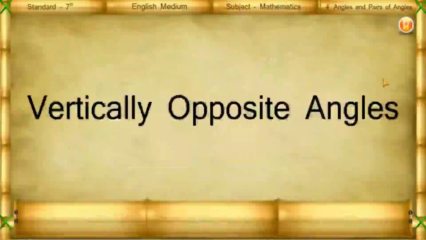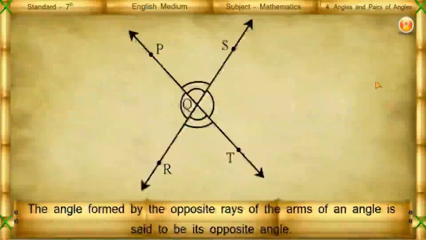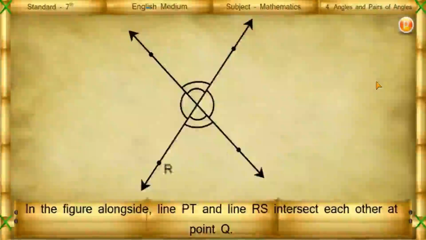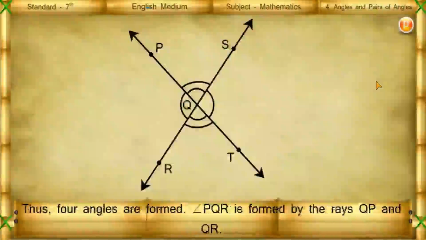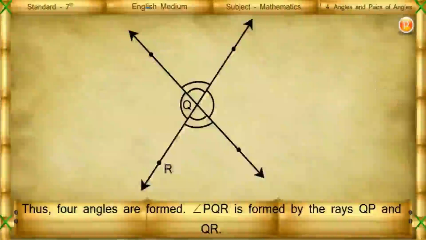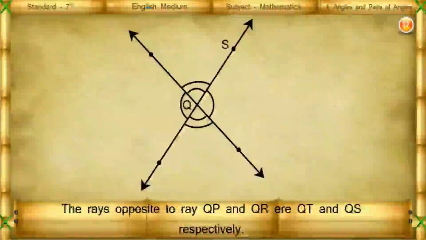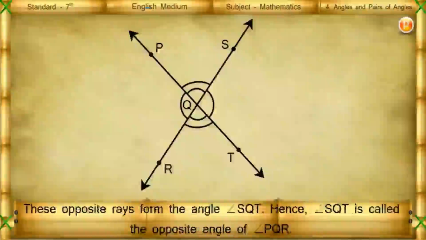Vertically opposite angles. The angle formed by the opposite rays of the arms of an angle is said to be its opposite angle. In the figure alongside, line PT and line RS intersect each other at point Q. Thus, four angles are formed. Angle PQR is formed by rays QP and QR. The rays opposite to ray QP and QR are QT and QS respectively. These opposite rays form the angle SQT. Hence, angle SQT is called the opposite angle of angle PQR.